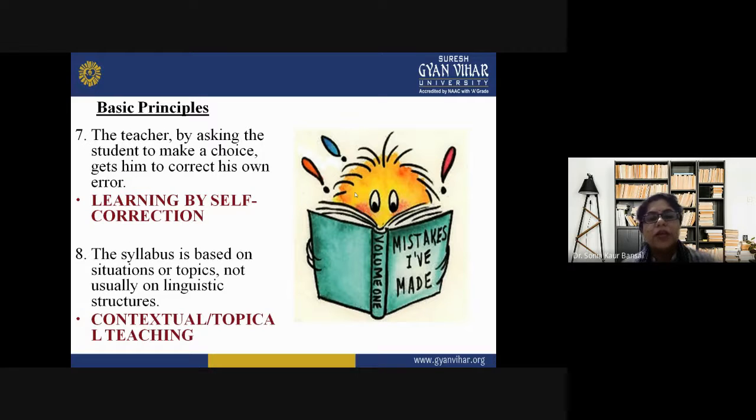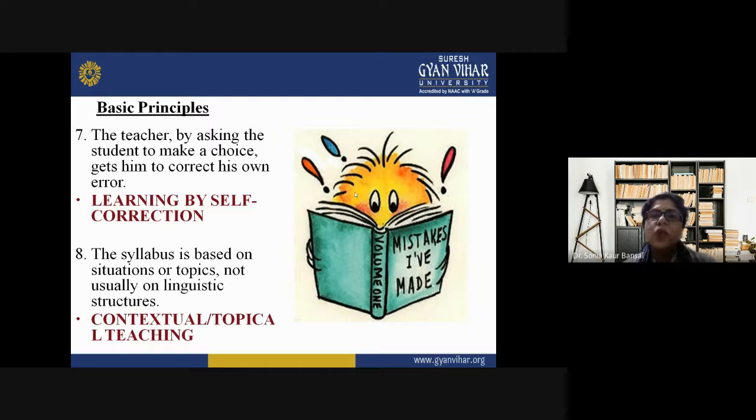Now, seventhly, we are discussing that the teacher, by asking the student to make a choice, gets him to correct his own error. So it is like learning by self-correction. Students, it is happily accepted by a teacher if the child is making mistakes in the classroom. No matter if the child has made the mistake, actually the child is learning by self-correction.